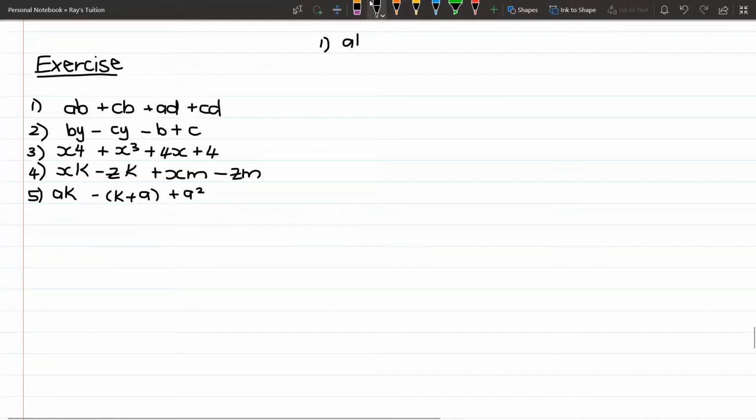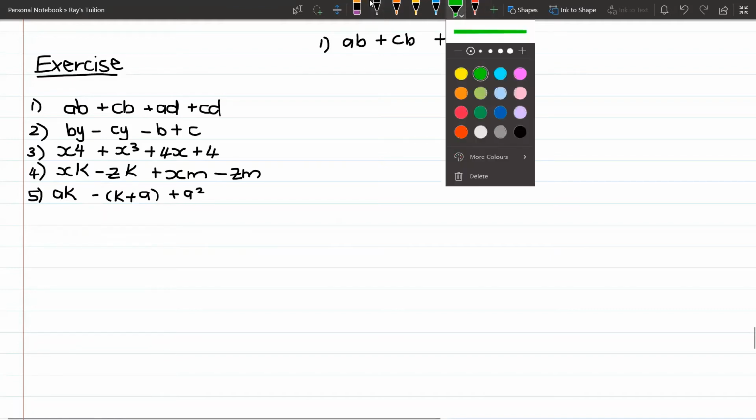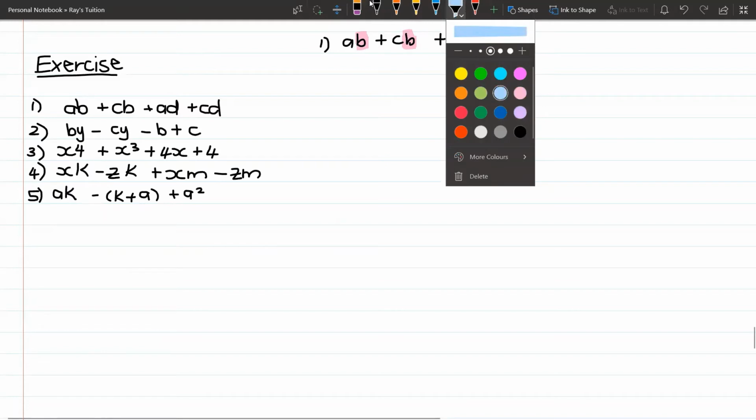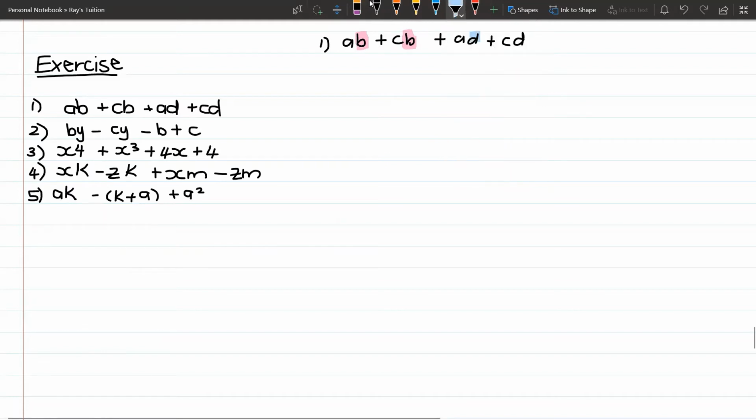So it is AB plus CB plus AD plus CD. Now you want to figure out how to group the terms. So we have a look and we see what do they have in common, or how can we group them. And you can group them in any way that you see fit. Now the first two terms, I see that they both have this B in common. And then the next two terms, they both have this D in common. So that's how I am going to group it.